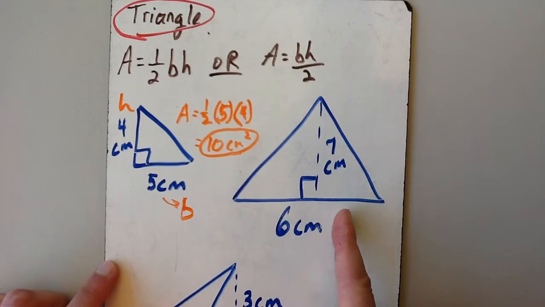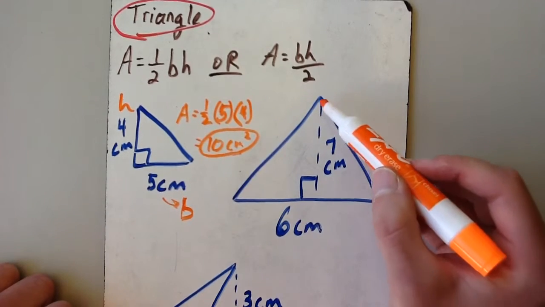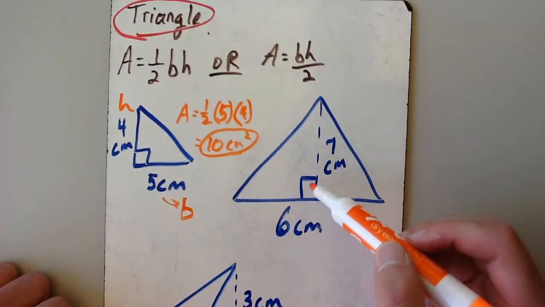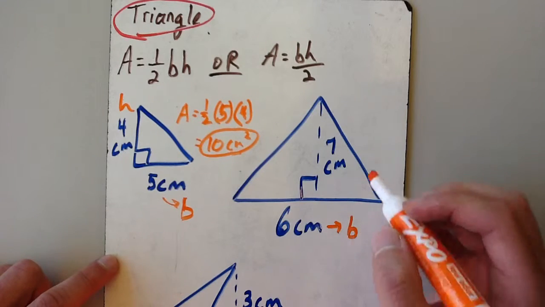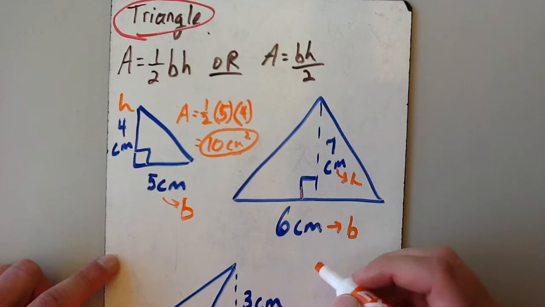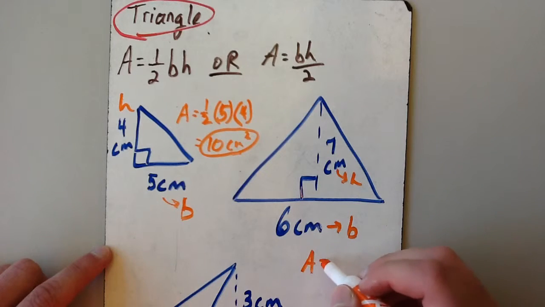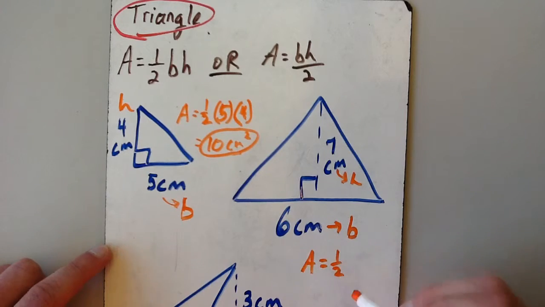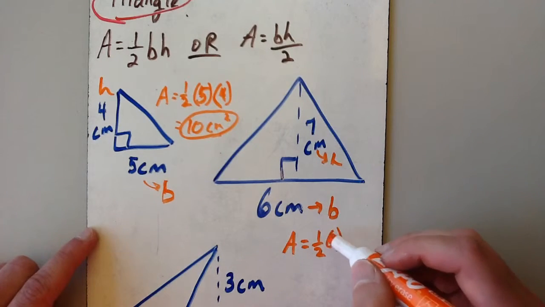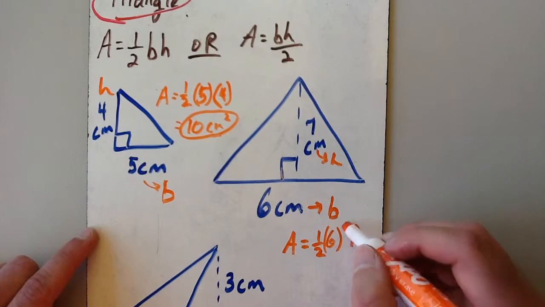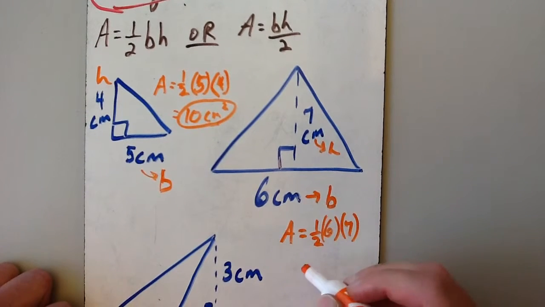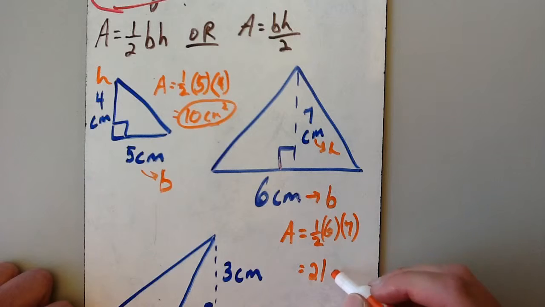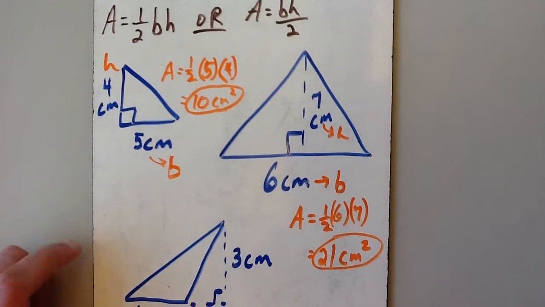You can also have a triangle that looks like this, where you have a dashed line from one vertex down to the base that forms a right angle. And so this 6 would be the base, this 7 would be the height. And so if I plug this in, area equals 1/2 times the base of 6 times the height of 7. Well, 7 times 6 is 42. What's half of 42? Well, half of 42 is 21. So 21 centimeters squared would be my area of this triangle.